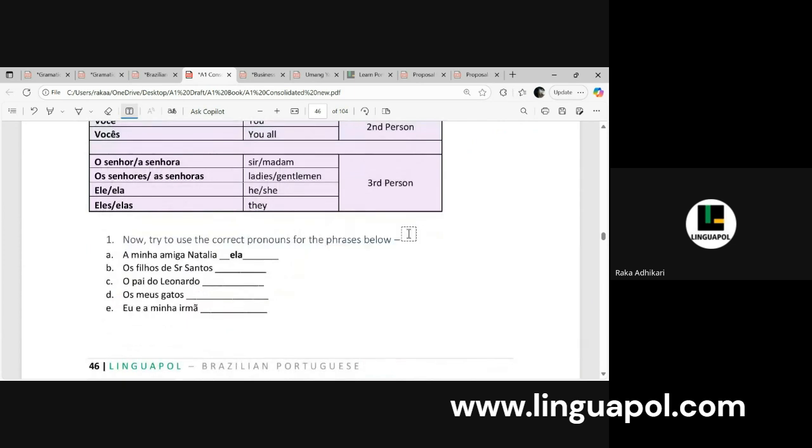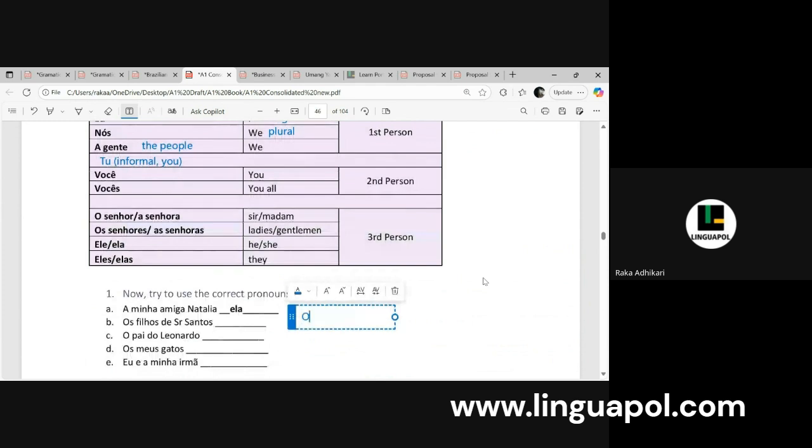Okay, let's replace some sentences. Let's say I say "Sarthak joga futebol", and in this sentence I want to replace Sarthak. So what will be my sentence? Which pronoun will I use here? Ele. Yes, Ele joga futebol.